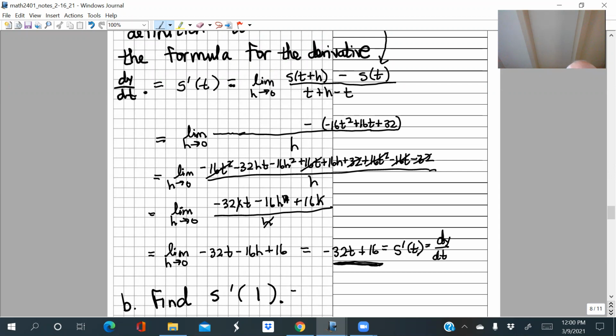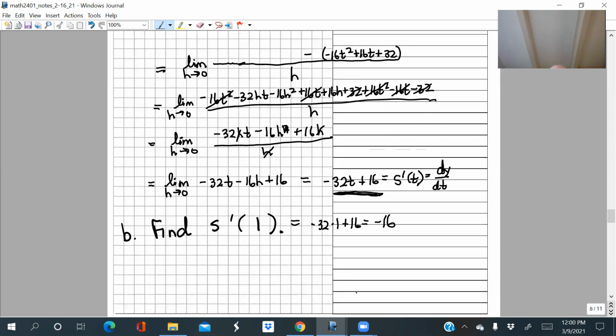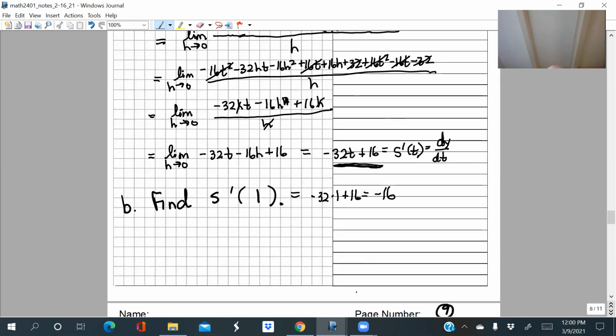So there's the very first question we're asked there, s prime of 1. So what's s prime of 1 going to be? So easy. It's just minus 32 times 1 plus 16, which is minus 16. So what does that minus 16 mean to us? Let's interpret that, and let's also write our interpretation of that. So what's s prime of 1 actually telling us about this diver?